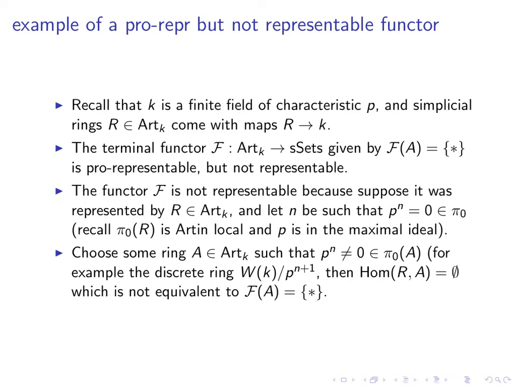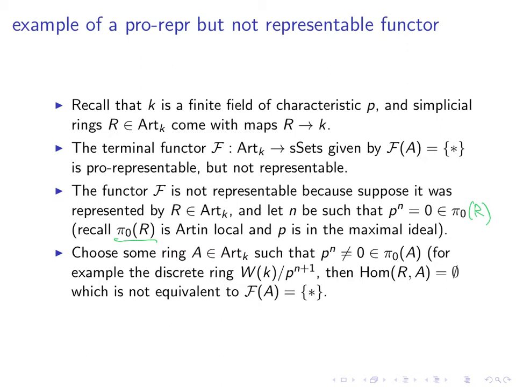represented by an Artin ring R, and let n be such that P to the n is equal to 0. So recall that by the definition of Artin simplicial ring, the pi 0 of the ring R is an Artin local ring in the usual sense, and P is in the maximal ideal of it, and so P to some power is going to equal 0 in pi naught of R.